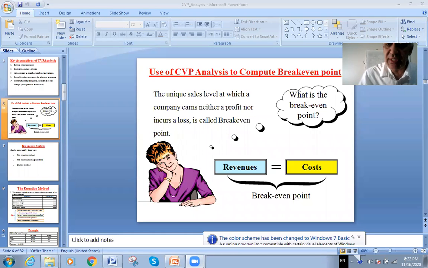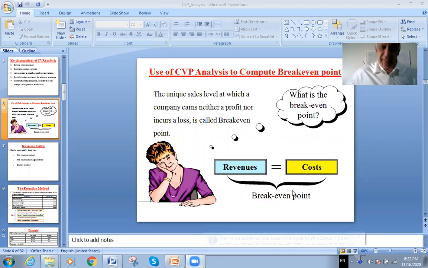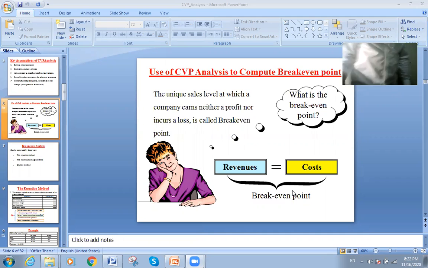So this is the cost-volume-profit analysis. Let me share the screen to show you what we are talking about. The point where the revenues equal the costs is what we call break-even analysis. I want to show how we got to this point, just for yourself to understand it. It's not for the exam purpose. Would you please watch the board?